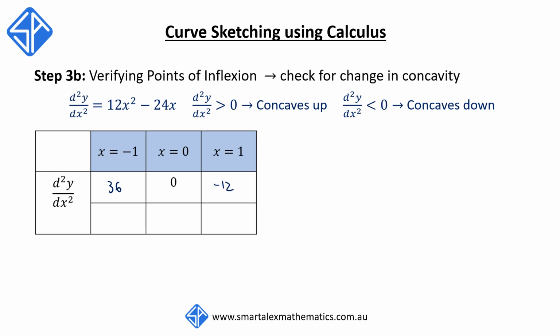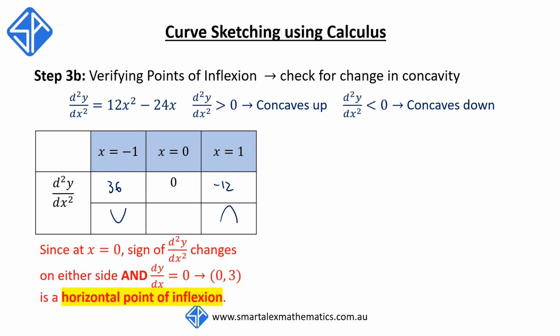So at x is equal to -1, the second derivative is positive, which means the curve concaves up. And at x is equal to 1, the second derivative is negative, which means the curve concaves down. So there is a change in concavity on the left and the right-hand side of x is equal to 0. But because we also established that x is equal to 0 is a stationary point, this means that at x is equal to 0, we have a horizontal point of inflection.